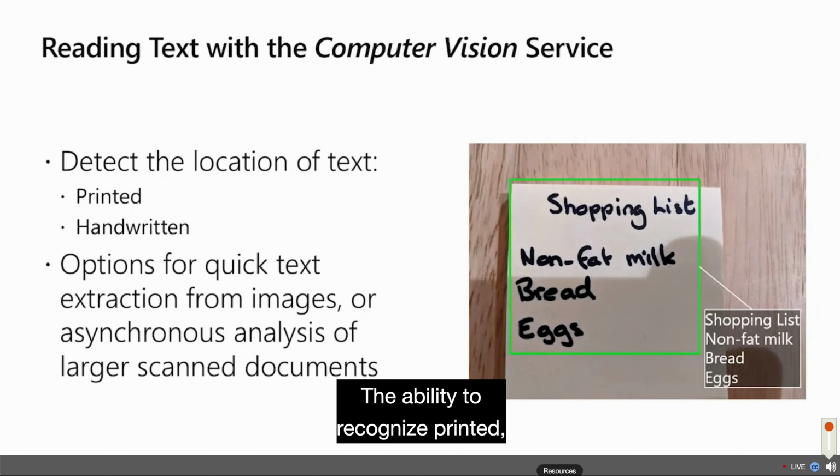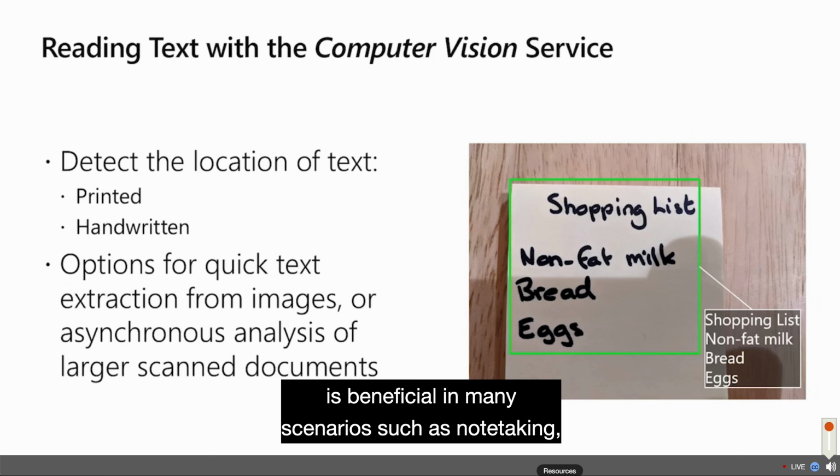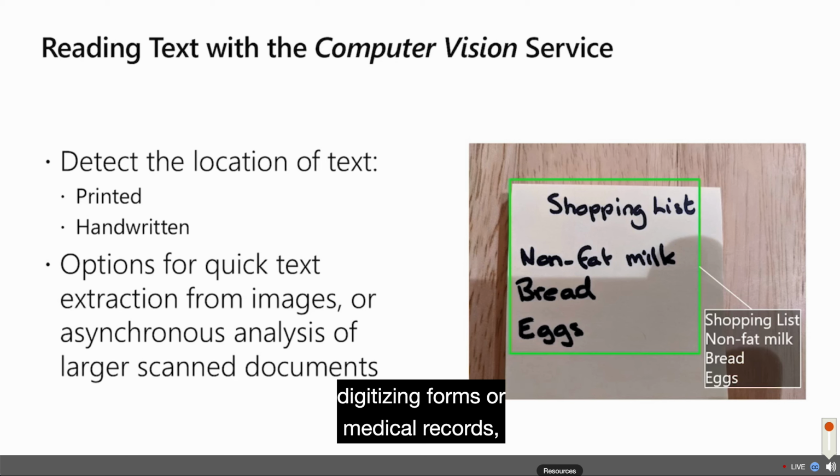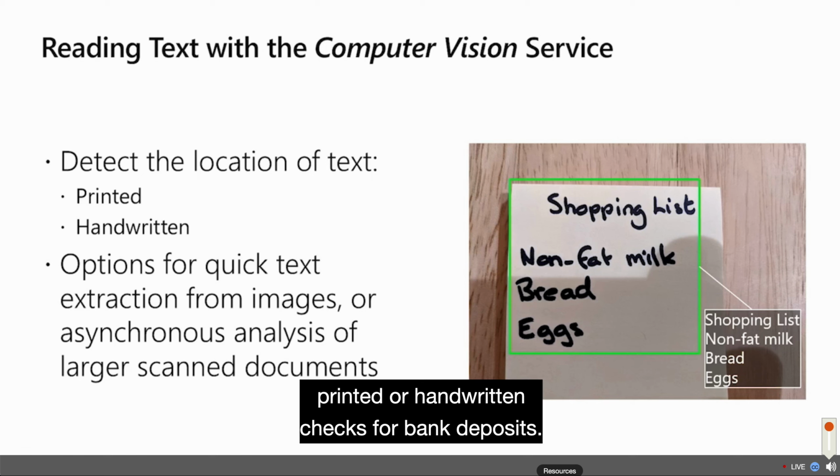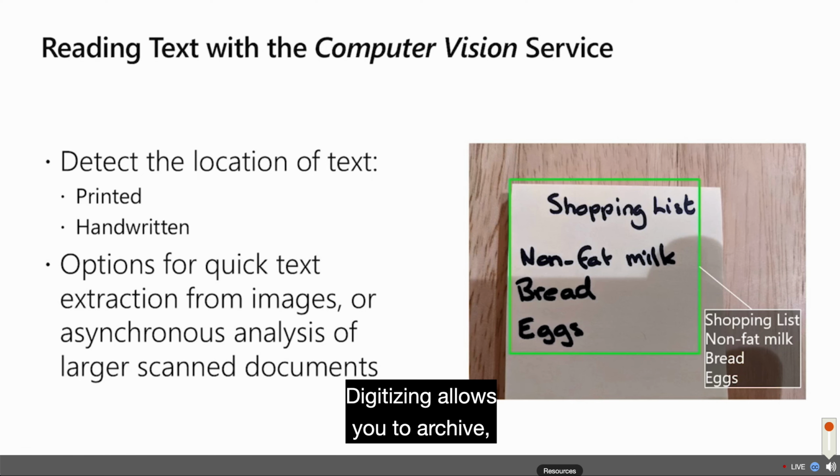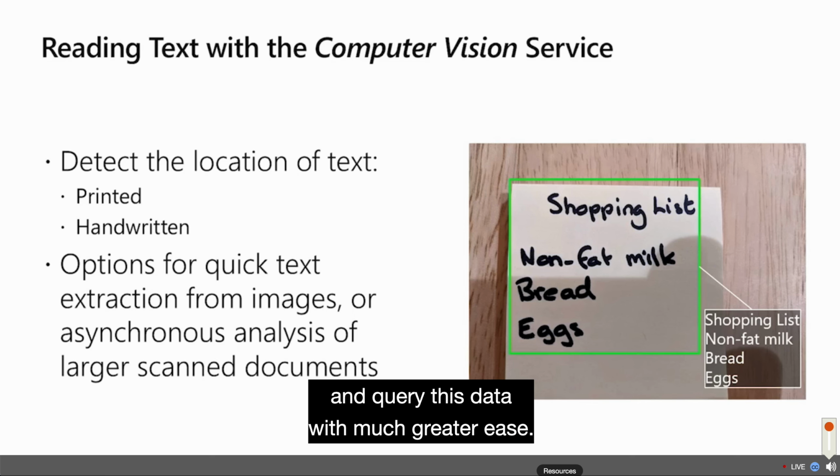The ability to recognize printed and handwritten text in images is beneficial in many scenarios, such as note-taking, digitizing forms or medical records and documents, scanning printed or handwritten checks for bank deposits. Digitizing allows you to archive and query this data with much greater ease.